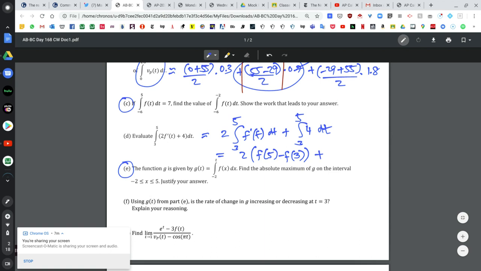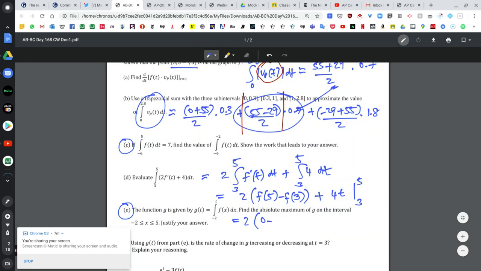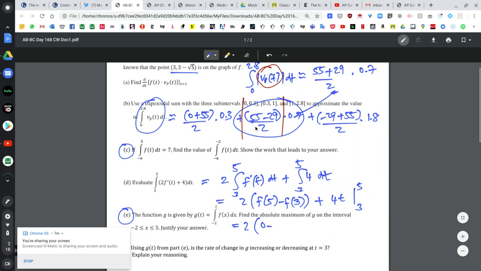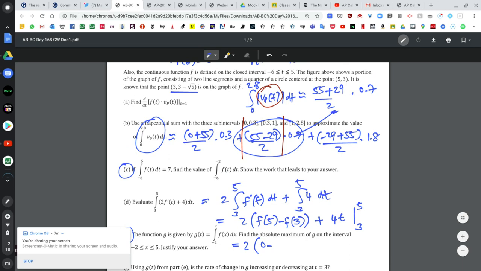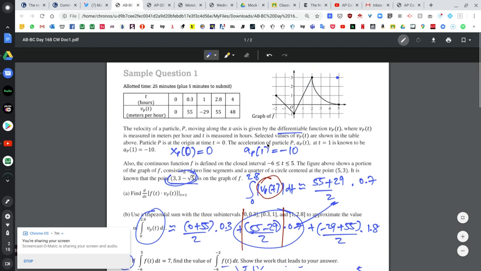Plus, for the second guy, it's just an integral. The integral of 4 is nothing but 4t, lower limit 3, upper limit 5. 2 parentheses. What's f of 5? 0 minus f of 3. If you're alive, they actually gave this weird point here, remember? So f of 3 is nothing but 3 minus radical 5. But careful, you can make mistakes. That's in parentheses. Careful. Okay?